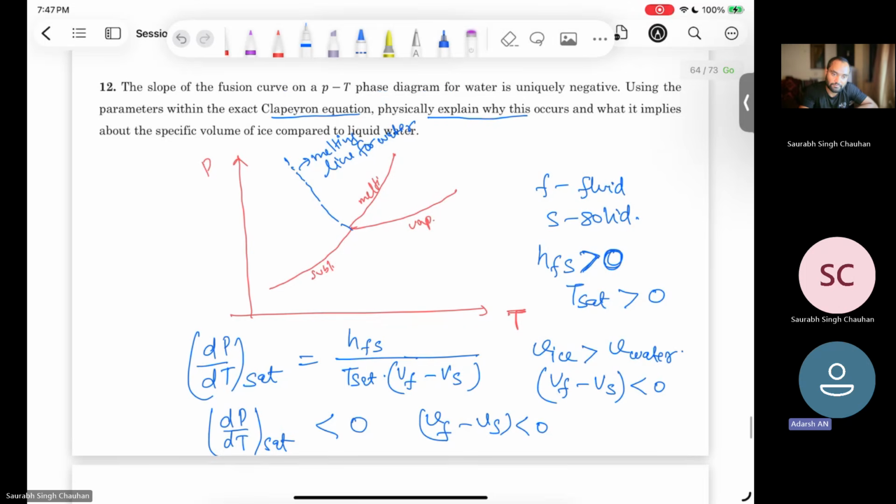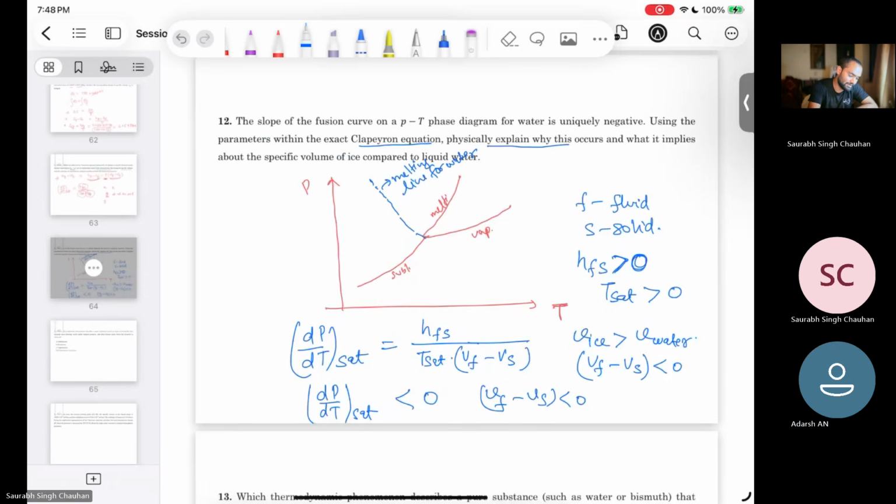If suppose you have water at 2 degrees centigrade, and you are increasing the pressure, temperature will decrease. On compression, temperature will decrease. Can that be proven? Water has some very peculiar properties.